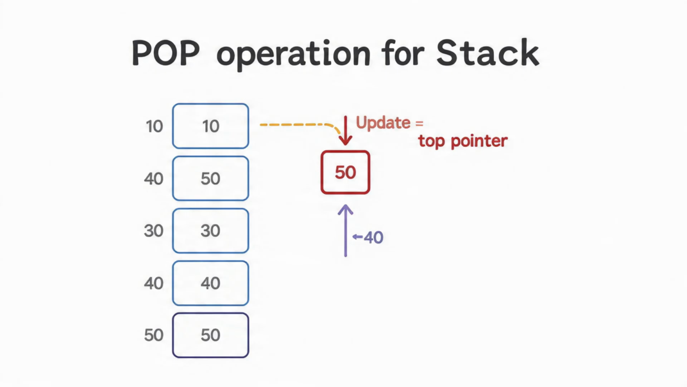This is the example of pop operation. Pop operation removes the top element from a stack. Before deletion, we check whether stack is empty. If stack is empty, underflow occurs. Underflow means there is no element to remove.